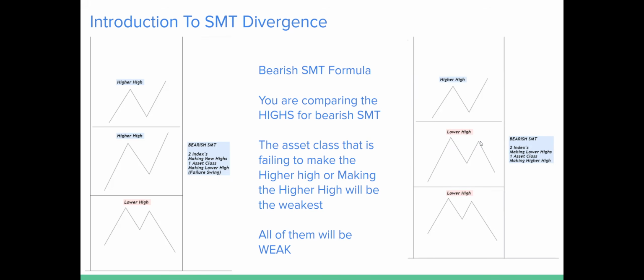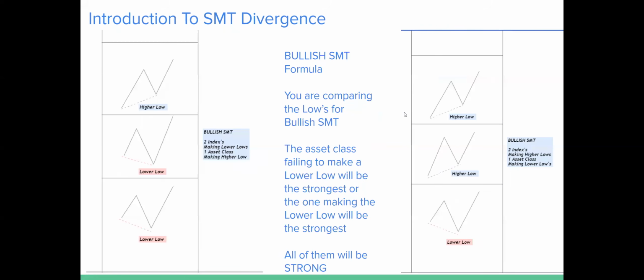It's an extra confluence. So in here, we could have ES making a higher high. We could have NQ making a lower high and YM making a lower high. All of them will be weak, but the odd one out will probably be the weakest out of all of them. Again, it doesn't mean that you have to trade that one that is the weakest, but it is a good confluence if it is the weakest, because that's going to give you the best trade probably. So make sure you study this. I'm going to give more examples, so bear with me here.